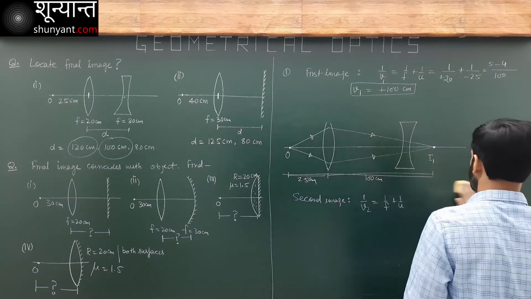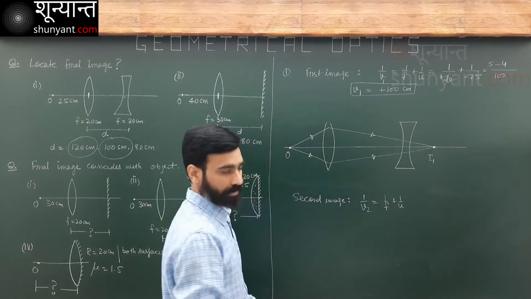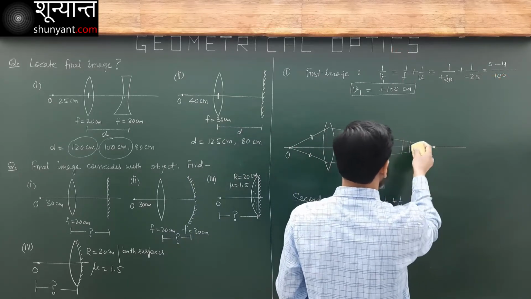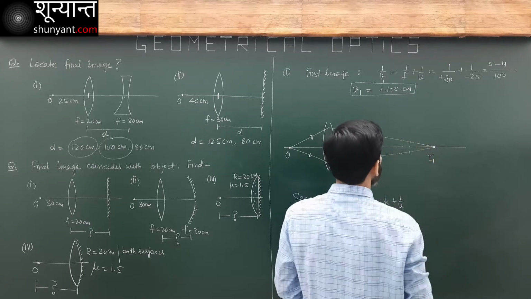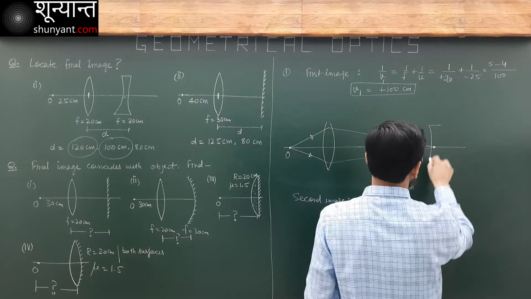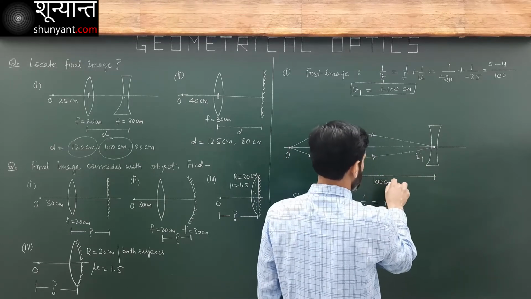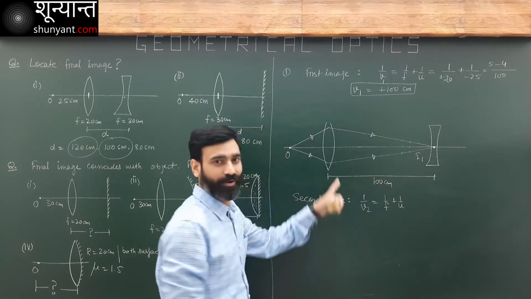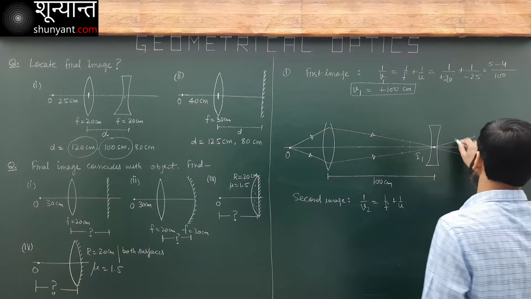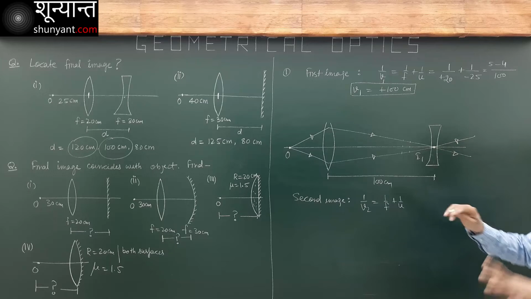The image is formed at 100. The first image is formed at 100 and my lens is kept right at that position. This is my first image, I1. My lens is right here. This distance is 100. All these light rays will be passing through the optical center, so they will come out without any deviation. So here itself will be my image.